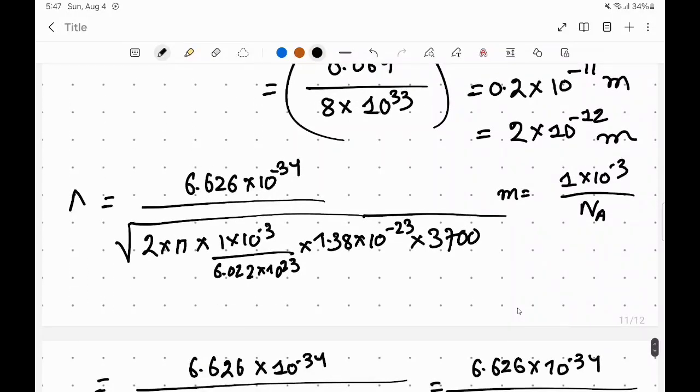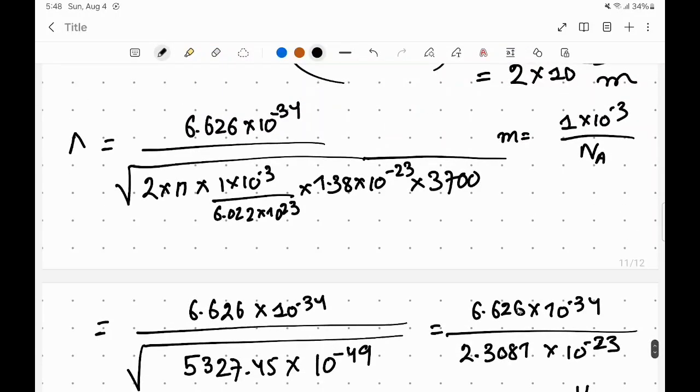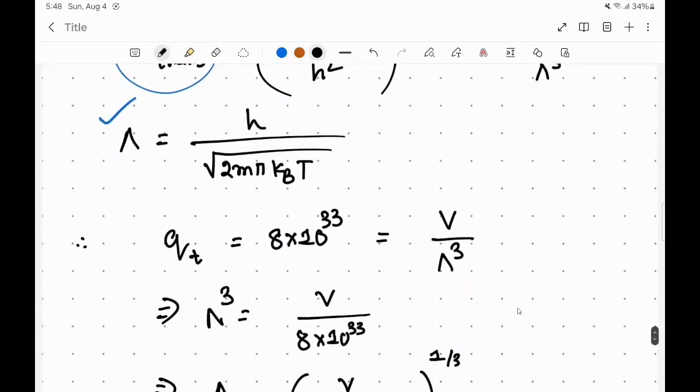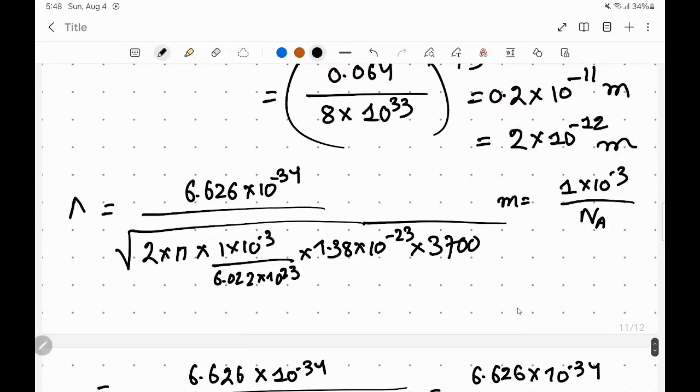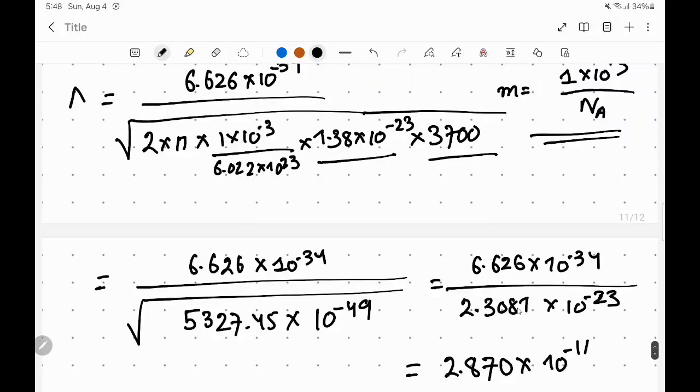I got different. You got different? Yes, sir. What is the value? 1.87 into 10 to the power minus 12. Okay, what value you got different? H is the same, I think. H same, 2 pi. Total M, answer. M you consider this? This is KB. T is 3700. Then why it's not matching?